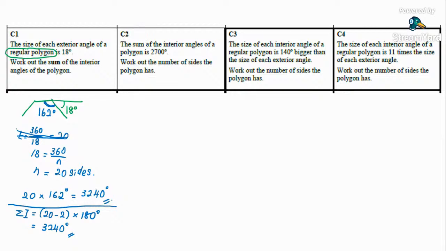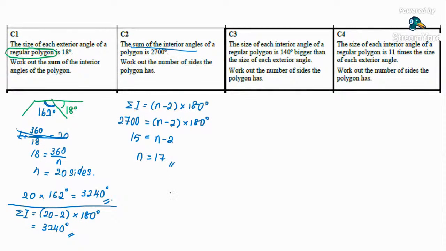Okay, C2. The sum of interior angles of a polygon is 2700. So I can use the formula: sum of interior angles is n minus 2 times 180 degrees. So that will be 2700 is n minus 2 times 180 degrees. Hence, n minus 2 is 2700 divided by 180. That will give me 15. Therefore, n equals 17.